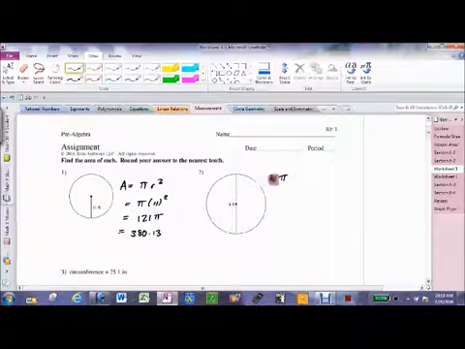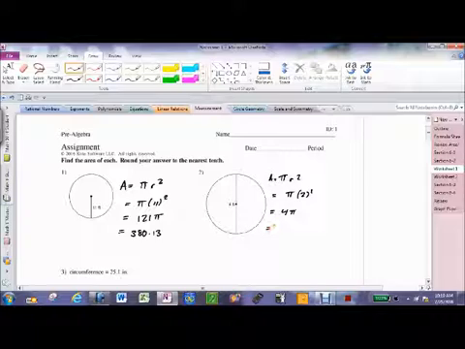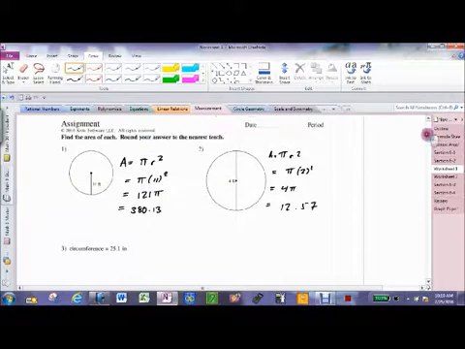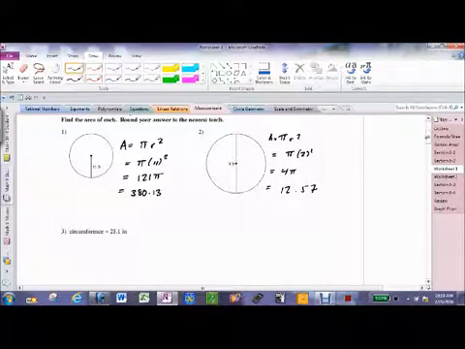Pi r squared. Do you know r? Yeah. What is it? 2. So this is pi times 2 squared, which is 4 pi, which is around 12.57. All of these are worth 1 mark because you only needed to fill in one thing.